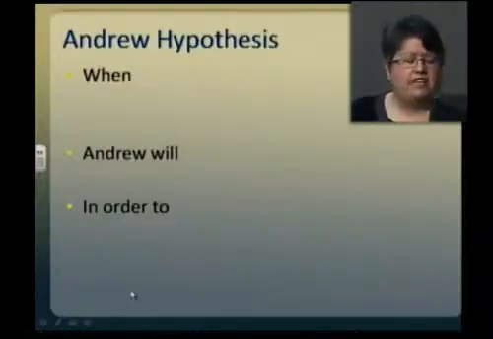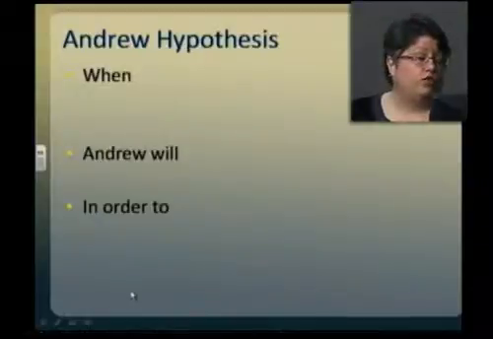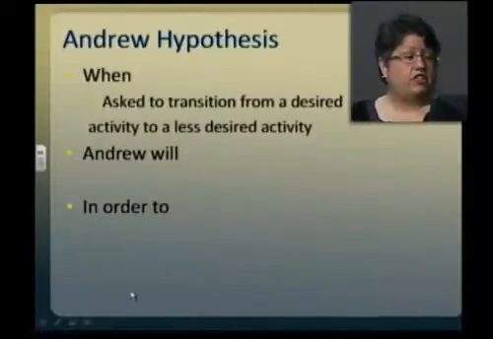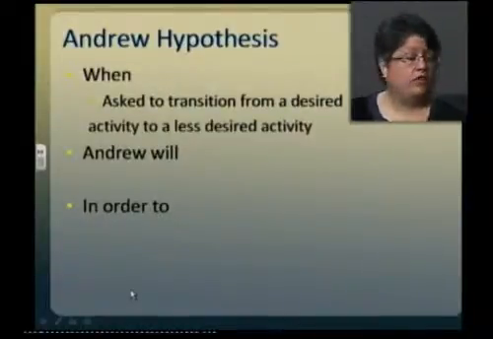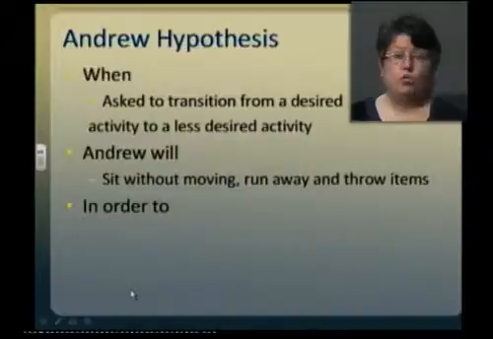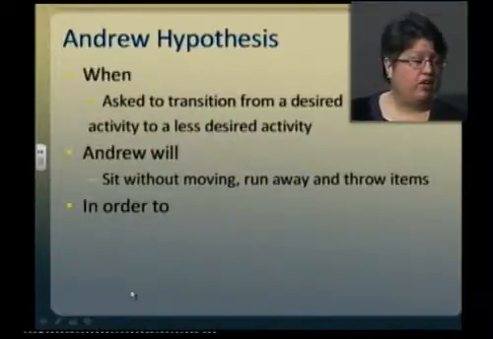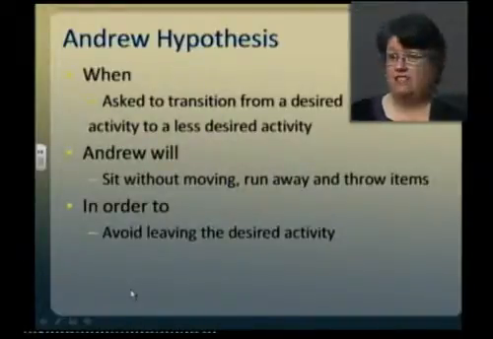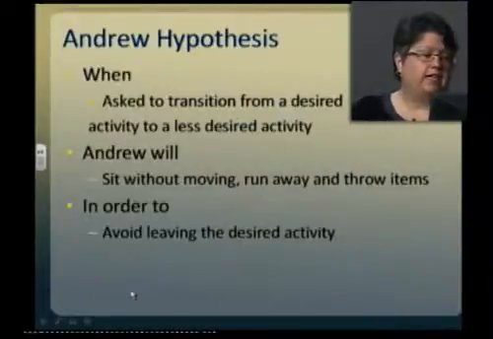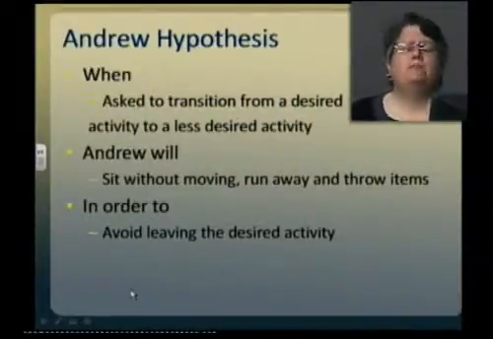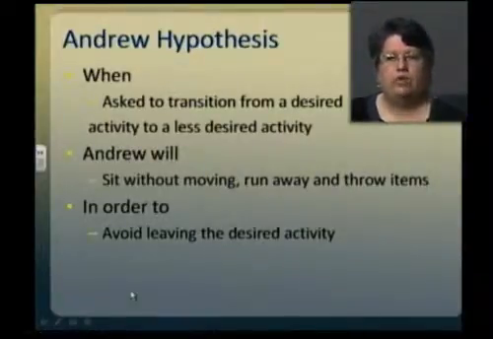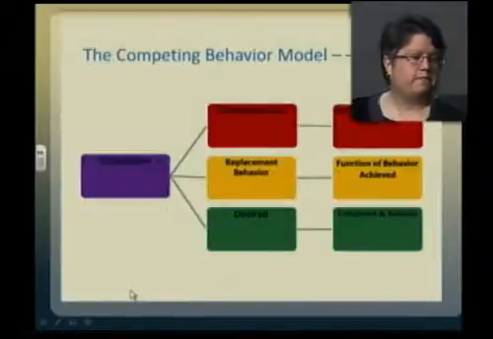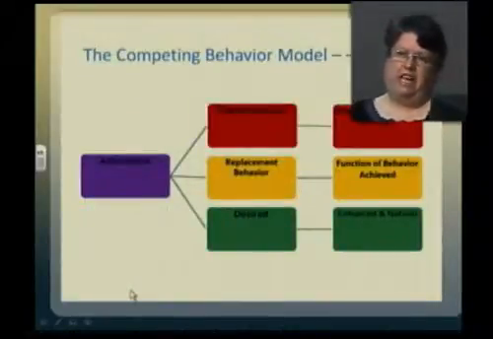So again, we see that we begin with the same sequence: when, Andrew, will, in order to. So when he's asked to transition from a desired activity to a less desired activity, Andrew will sit without moving, run away, and throw items in order to avoid leaving the desired activity. So again, we see that Andrew's behavior was not just attention seeking, it also functioned to help him avoid or escape tasks. Again, we go back to the competing behavior model.